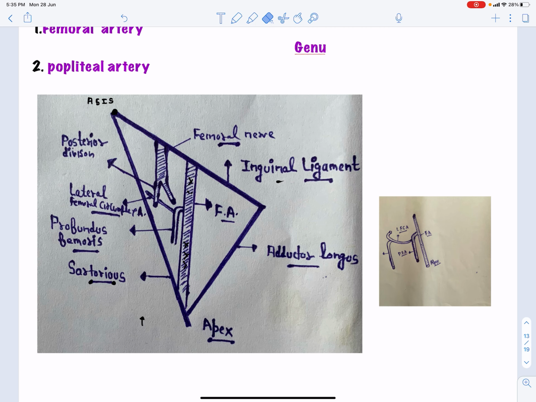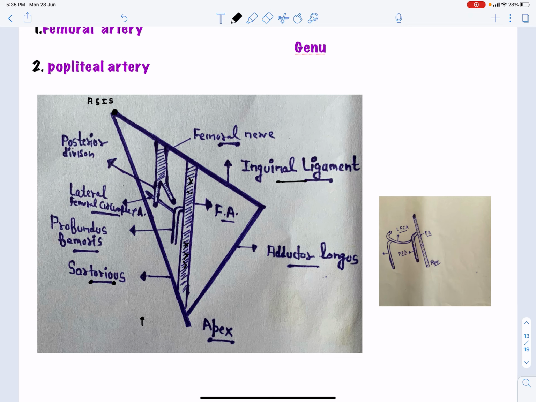thigh, right? And this femoral triangle has three boundaries. Superiorly, it is bounded by the inguinal ligament, and this inguinal ligament runs downward and medially from the anterior superior iliac spine to the pubic tubercle here, right? And the lateral boundary of our femoral triangle is formed by the sartorius muscle.